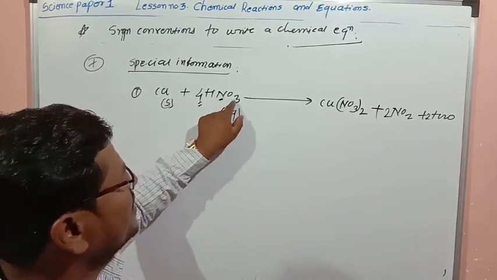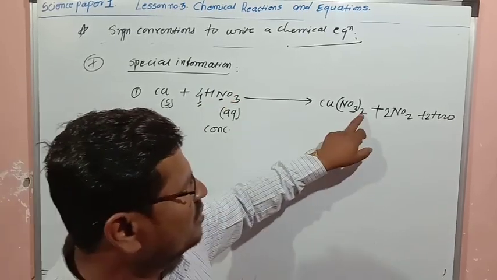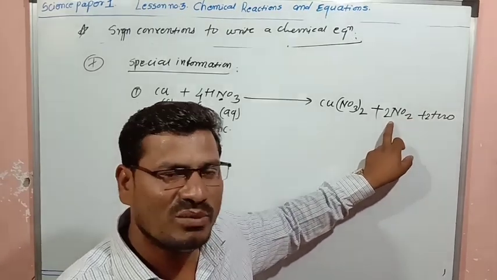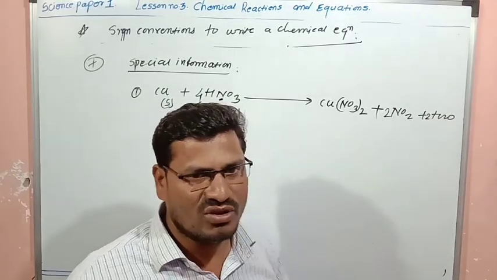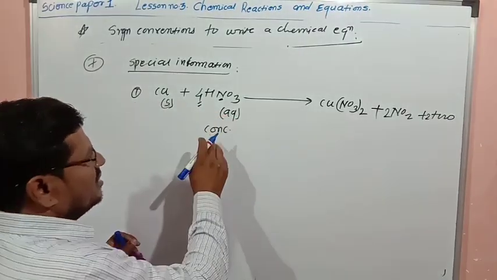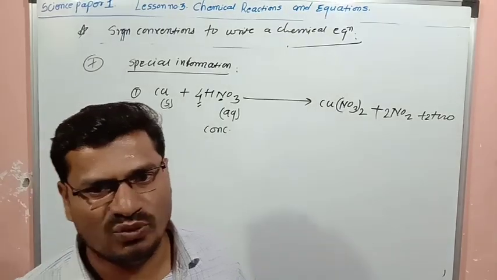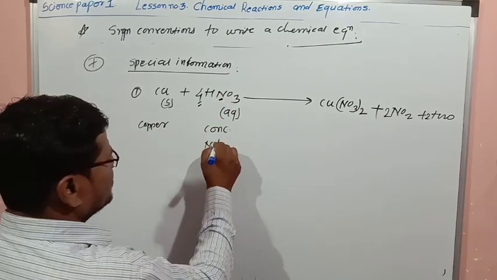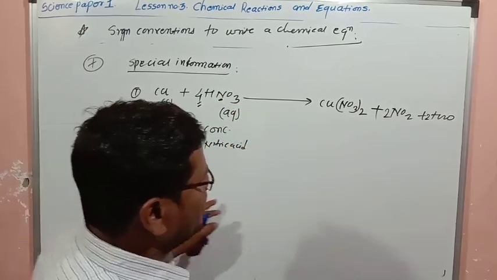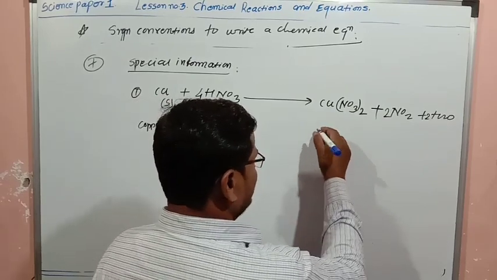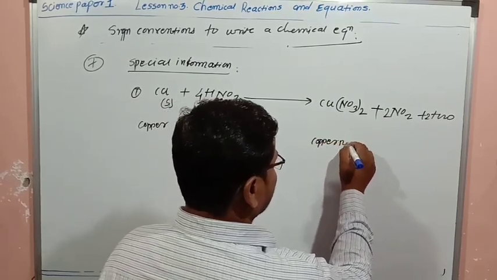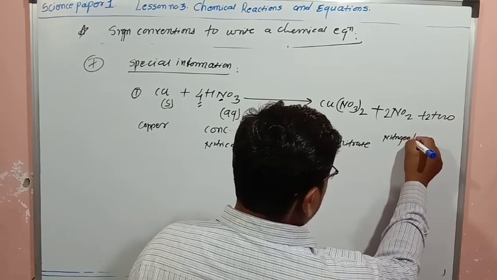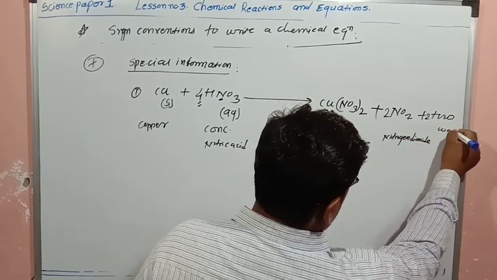Then oxygen: 4 3s are 12, and 2 3s are 6 plus 2 2s are 4, so 6 plus 4 is 10 plus 2, 12. So the chemical reaction is balanced. Here you are taking concentrated nitric acid, and which product is formed? This one is copper, this one is concentrated nitric acid. Again an arrow is there, and this one will be copper nitrate, this one is nitrogen dioxide, and this one is the water molecule.